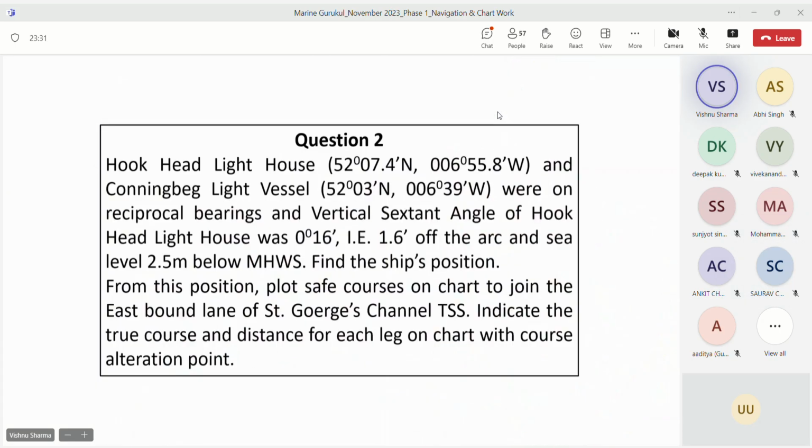Okay. Look at the second question, guys, now. Hookhead lighthouse and Koningberg light vessel were on reciprocal bearings and the vertical sextant angle of the hookhead light was 0 degrees 16 minutes, index error 1.6 minutes of the arc, and sea level 2.5 meters below mean high water spring. Find the ship's position. If you don't remember the formula, don't feel bad. You can go back, but you should be able to apply and tell me what is to be done. Now here you'll have to give the lat long, beta.